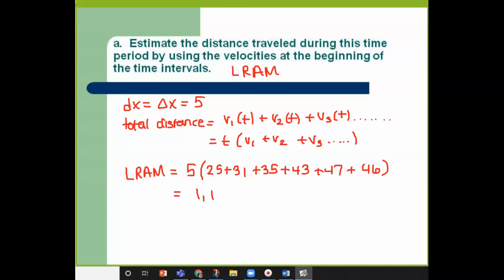So adding all of those up and multiplying by 5, I get 1,135 feet.